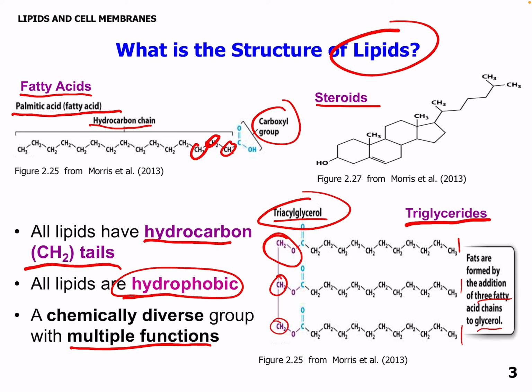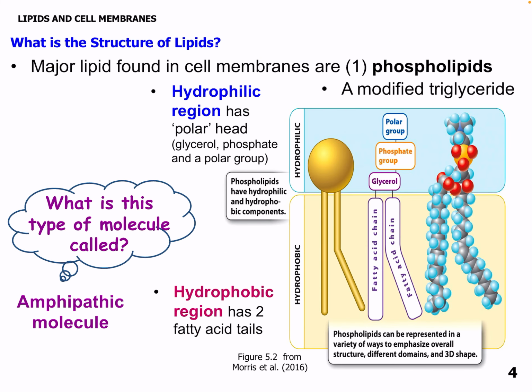Again, we have steroids, so all of our steroid hormones and external steroids that we can take. We have our triglycerides, which can be used for energy as well as be in food. Then we have our fatty acids, and certain ones like omega-3 and omega-6 fatty acids. So that's the structure of lipids.